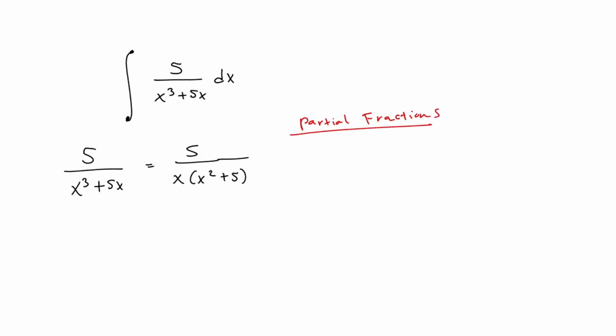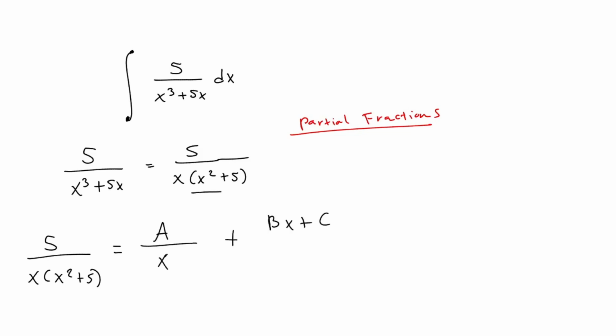So let's do this. So 5 over x cubed plus 5x is going to be equal to A over, also another thing, I should actually just simplify this. I don't know why I wrote it like that. Let's just write what we simplified it to, like so. Okay, so it's going to be equal to A over x plus Bx plus C, because we can see that we have an x squared, right? So we should be using the Bx plus C. Okay, so we just write that Bx plus C all over our x squared plus 5.